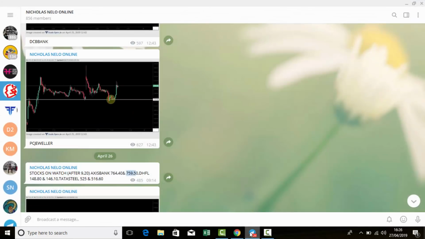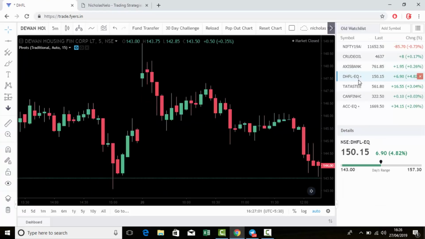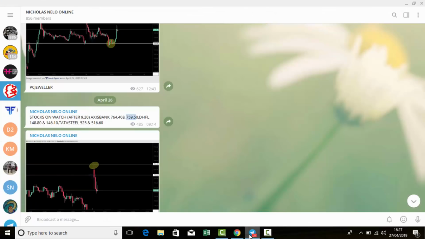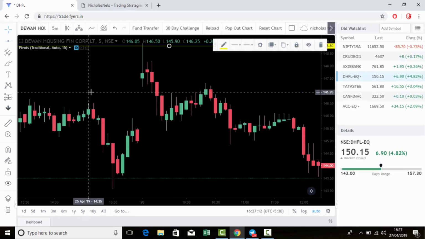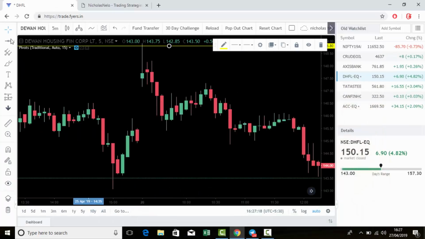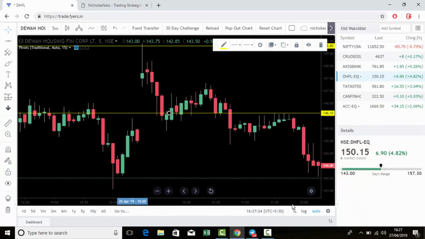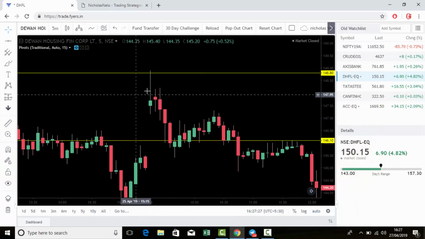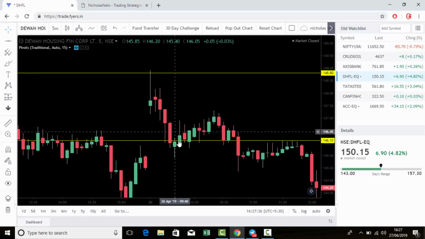In the stock DHFL, 148.80 and 146.10. See, here also you can see it just breaks the resistance level. Most of the people are placing a buy order just above this level. If that gets triggered, the stop loss will be hit.